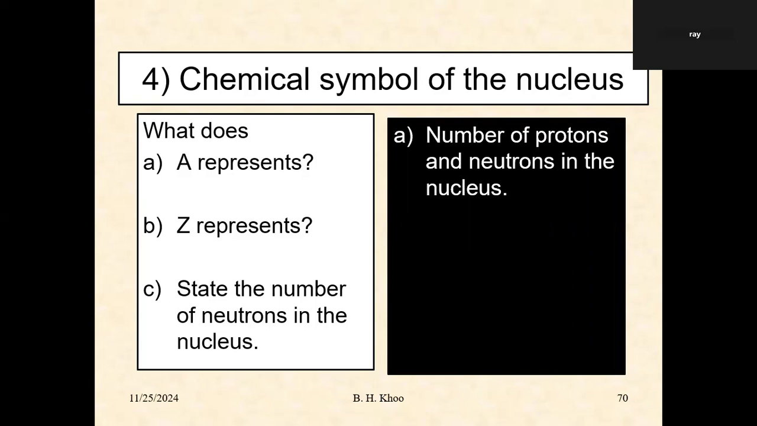What does Z represent? The number of protons, which can also be the number of electrons, but usually we say it represents the protons. So the number of neutrons, we can just get by subtracting A minus Z.